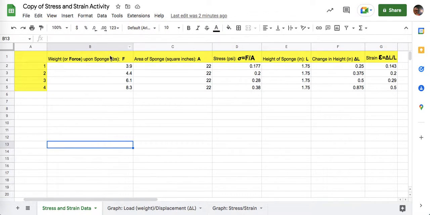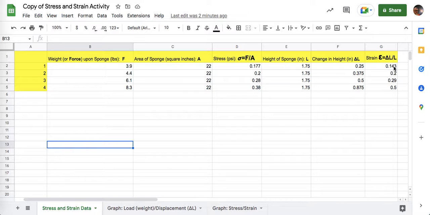But when I put this 3.9 pounds on the sponge, it got a quarter inch shorter. It went from 1.75 inches tall down to 1.5 inches tall. So the change in length, or the change in height in this case, was 0.25 inches. And the strain was the change in length divided by the original length, in this case the change in the height divided by the original height.